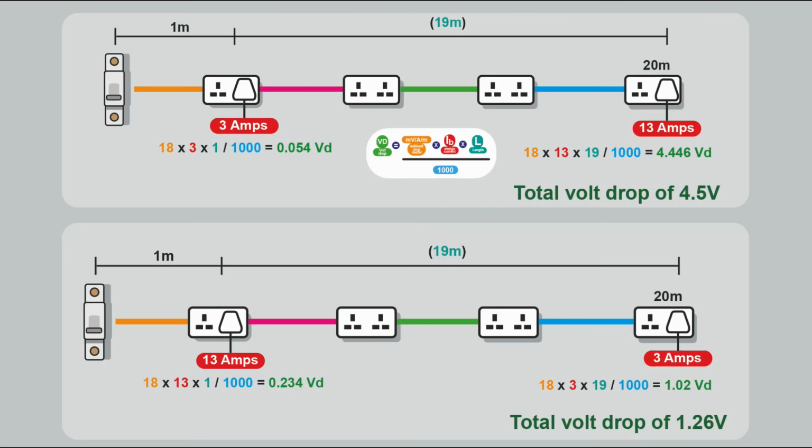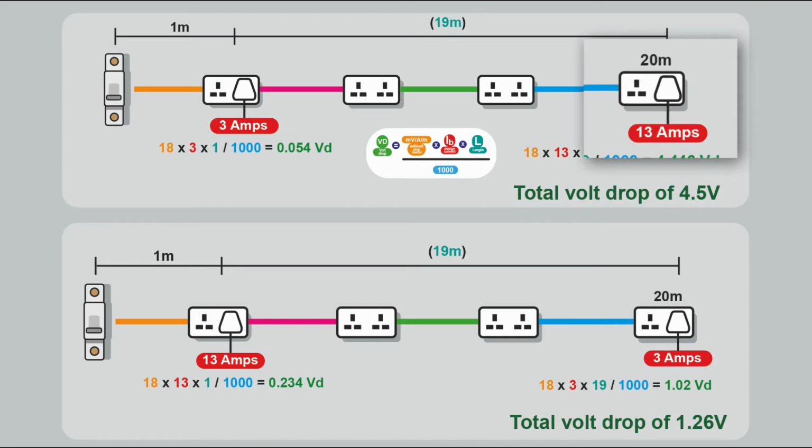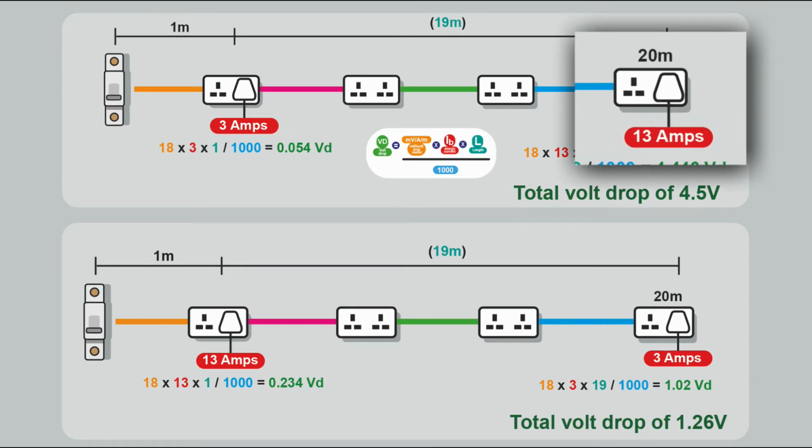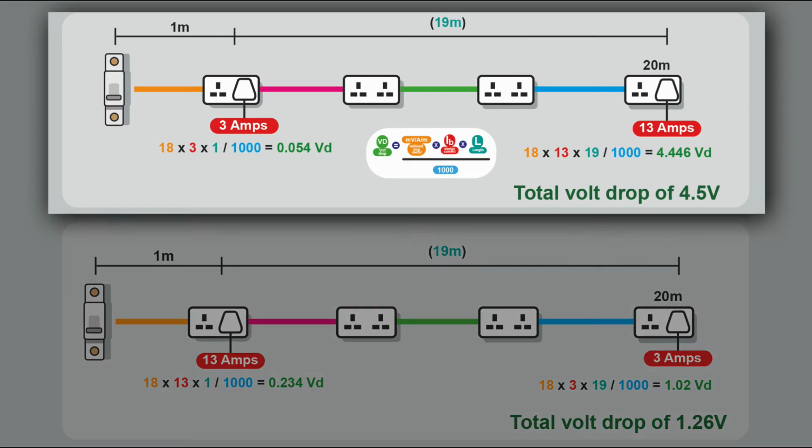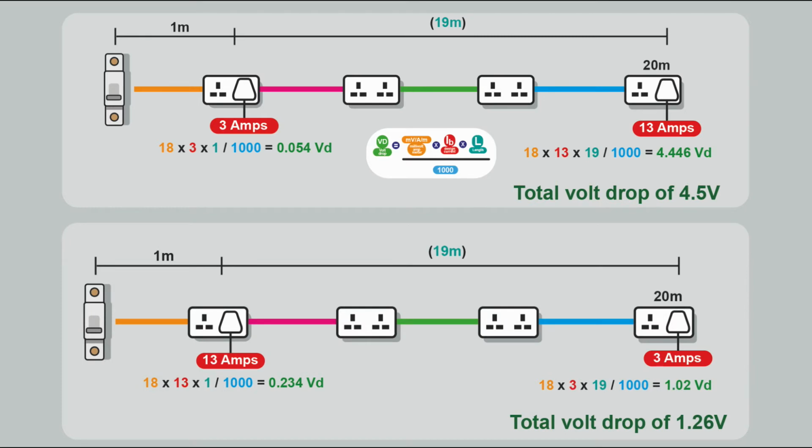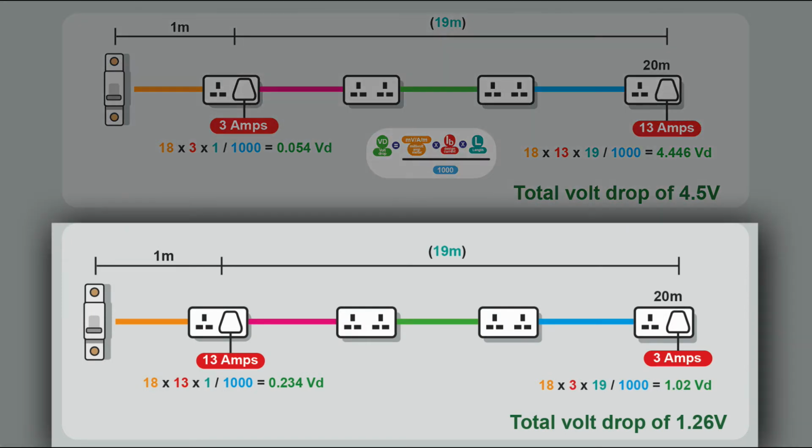Volt drop will vary depending on the circuit. If you've got a single circuit like an immersion heater, which is a fixed load on a particular length of run, you'll get a value for volt drop. If you look at this socket circuit here, for example, you can see how the total volt drop for the circuit changes depending where the load is. If the highest load is at the farthest end, that circuit will have a larger volt drop. If you've got a 3A load at the beginning of the circuit and a 13A load at the end of the circuit, we've got a total volt drop of 4.5 volts. But if we reverse that situation, we have a total volt drop of 1.26 volts.